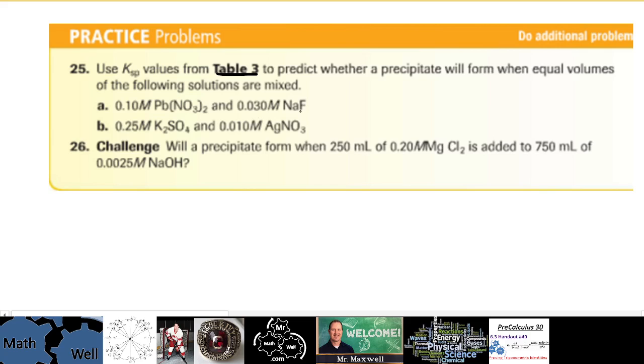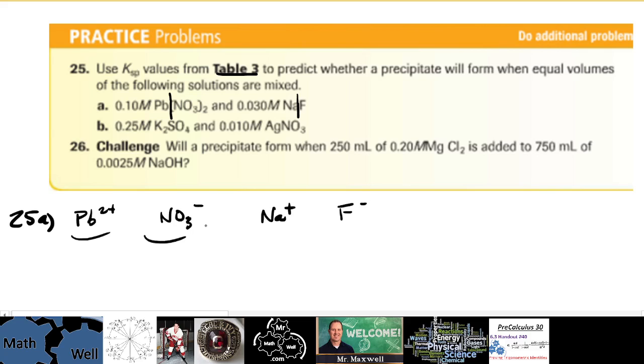So the question is, first of all, it doesn't tell us which compound we're looking for. So for 25A, how would we know what we're looking for? Again, these are going to be dissolved in solution. So I'm going to have Pb2+ ions, nitrate ions, sodium ions, and fluoride ions in solution. So between these four, what possible precipitate would I be looking for?